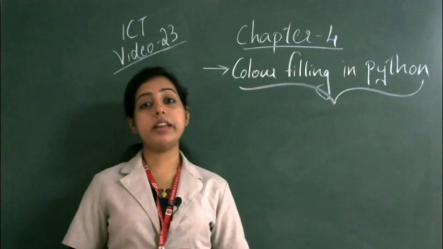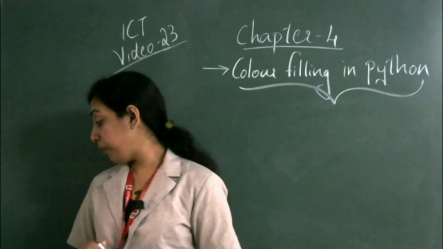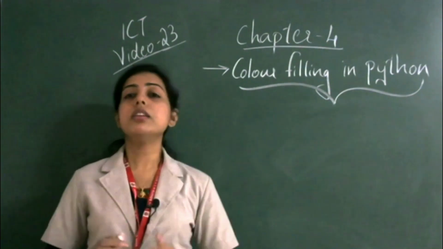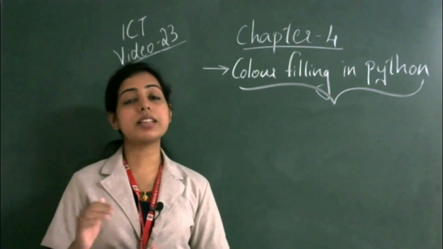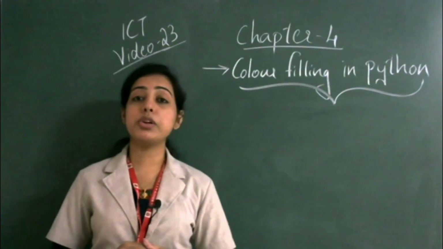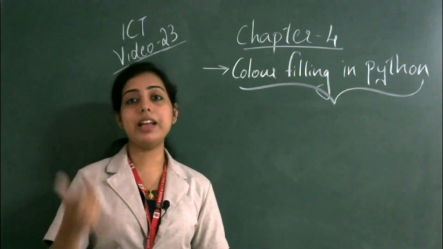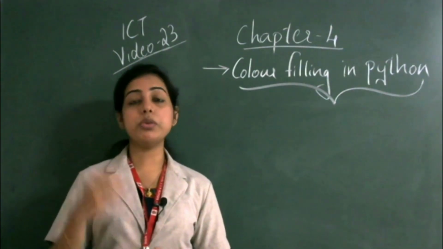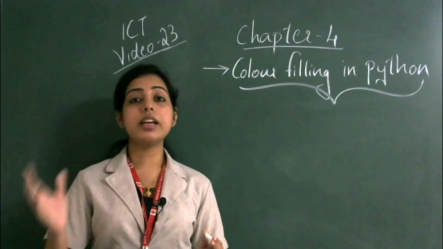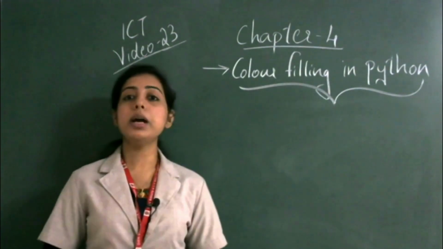So in today's session we are moving to the next activity, activity 4.5 in your textbook, color filling in Python. In the previous class we already discussed how to give line color. So in today's activity we are going to study how to fill that shape, that pattern, with color, not the line color, but giving color to the shape. That is what is known as color filling in Python.